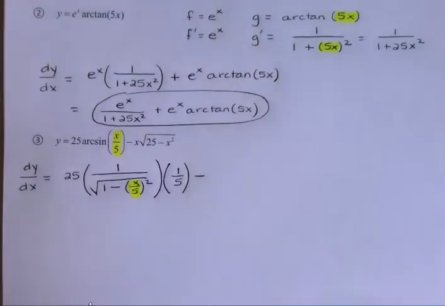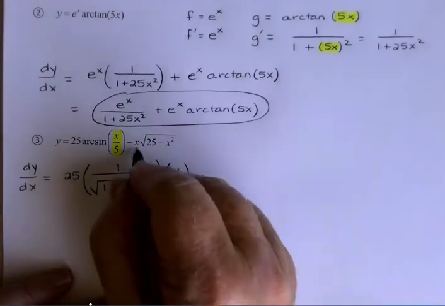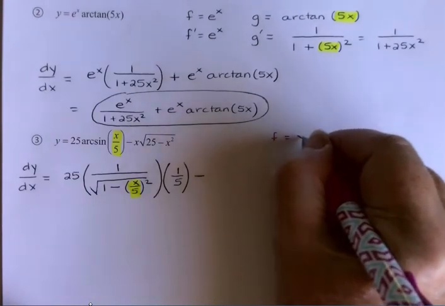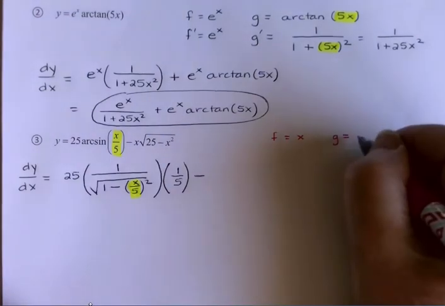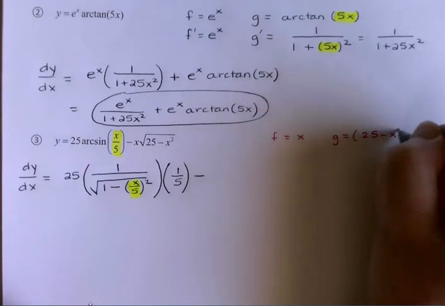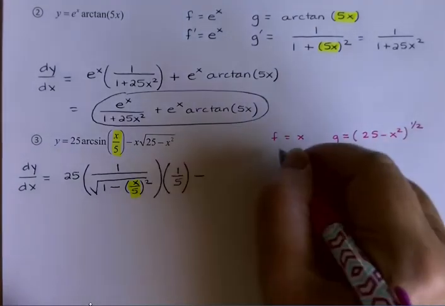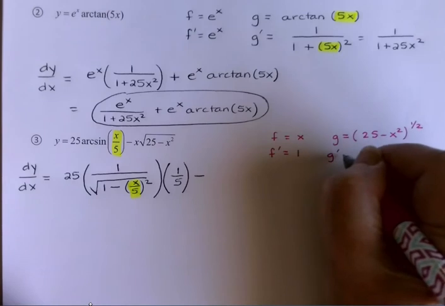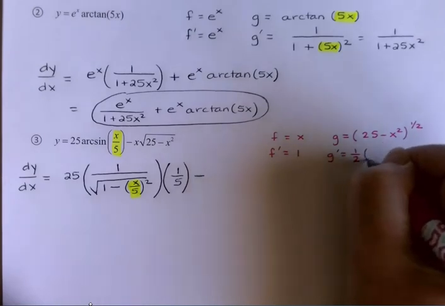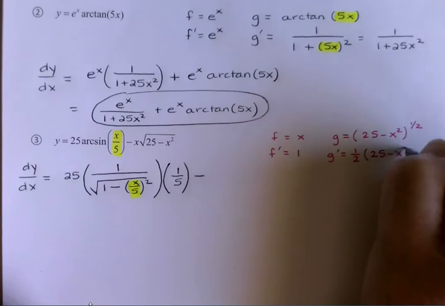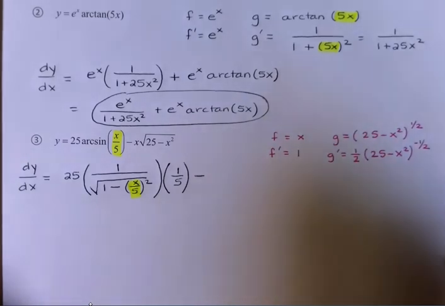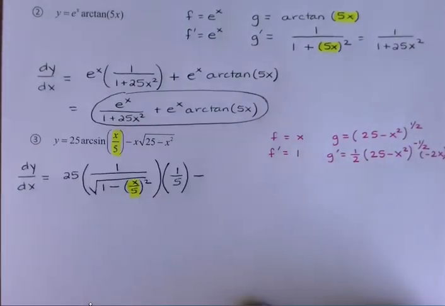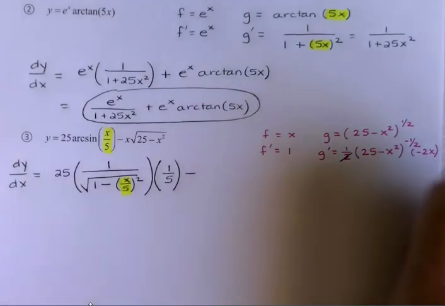Minus, I've got a product rule going on over here. F is the x, and g is that square root, which I'll write as 25 minus x squared to the 1/2. So f prime is 1. And g prime is 1/2 times 25 minus x squared to the negative 1/2 times negative 2x for the chain rule. And I can actually divide out those 2's.